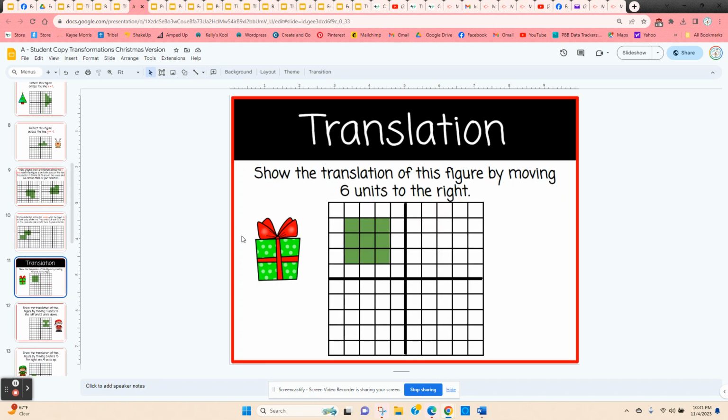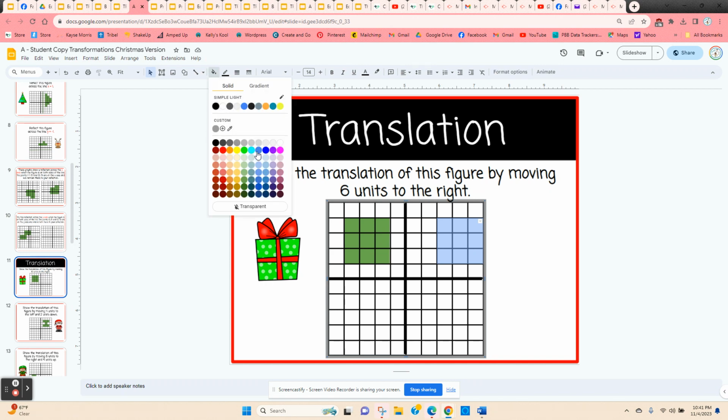So translation, it just moves a figure up, down, left, or right without changing its orientation. So the first one's pretty simple. We're just going to translate this figure 6 units to the right. So they're going to count 1, 2, 3, 4, 5, 6. They can highlight the whole thing and then fill it in with a color.